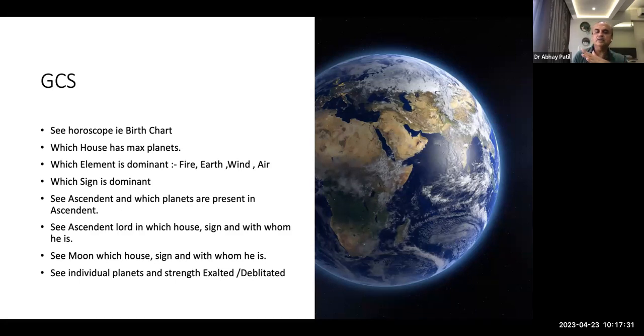Then see the ascendant lord in which house and sign. Okay, this is in this order. If you have these first 3-4 elements prominent in the chart, you can prescribe only on these. You don't need to go into all these details. Then the moon, which signifies your mind. See which planets are influencing the moon and in which house the moon is present. And last and foremost, see which planets are strong and which planets are weak in that chart.